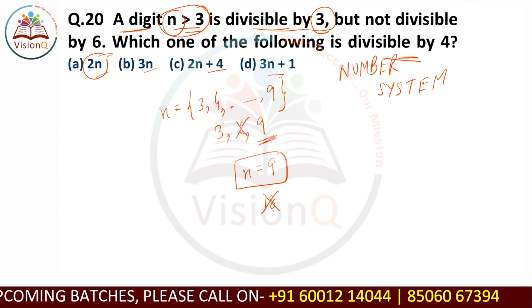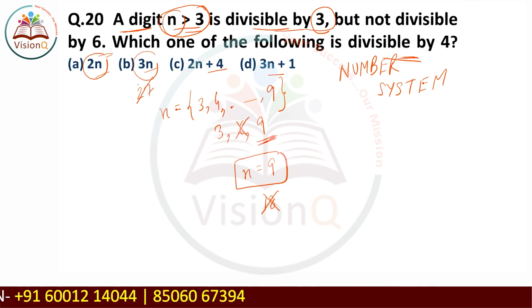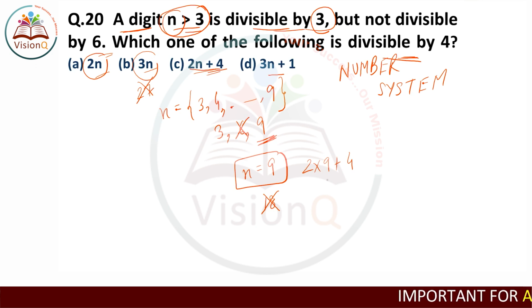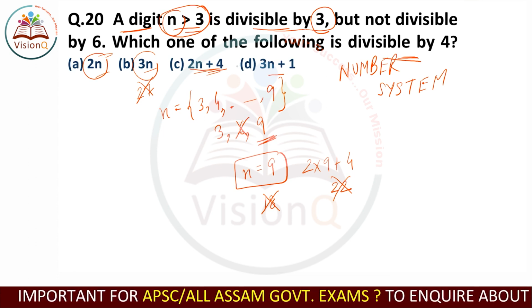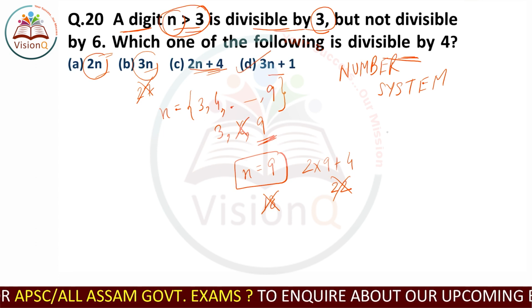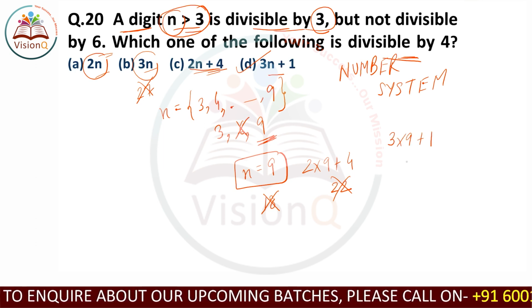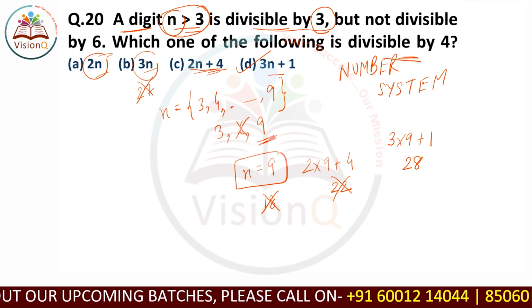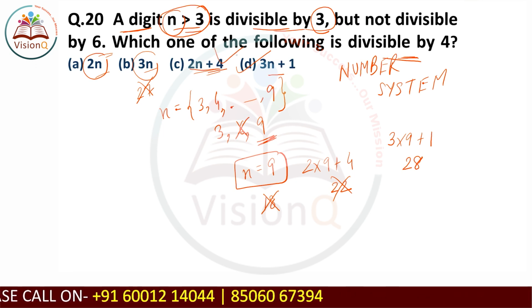It is not divisible by 4. 3 into 9 is 27, again not divisible by 4. 2 into n plus 4, that is 2 into 9 plus 4, will become 22, again not divisible by 4. So the only option left is option number D, which is thrice n plus 1. If I put the value of n here, 3 into 9 plus 1, it becomes 28, and 28 is divisible by 4. So the right answer of this question is option number D.